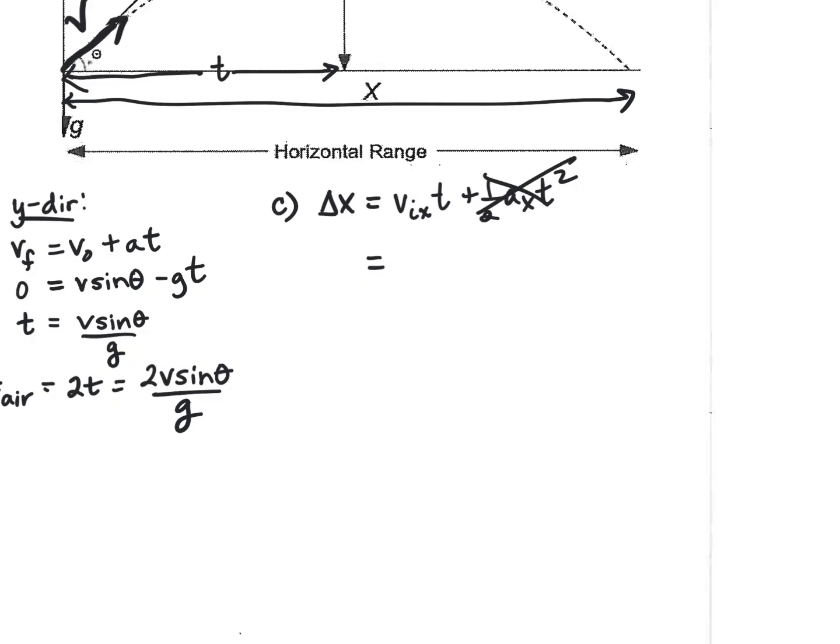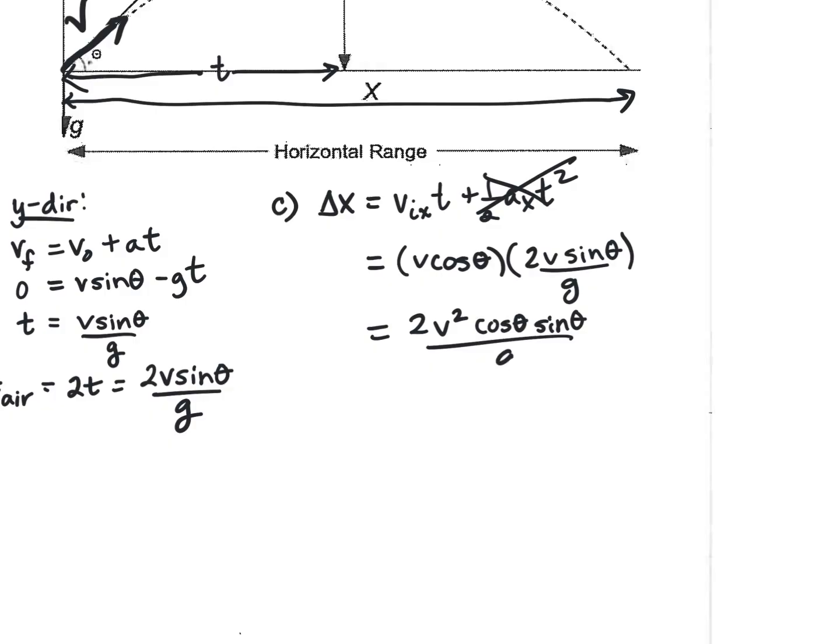What is v initial in the x direction? V cosine theta. Yep. And what is t? The total time. We just found it, didn't we? 2v sine theta over g. So this becomes 2v squared cosine theta sine theta over g.